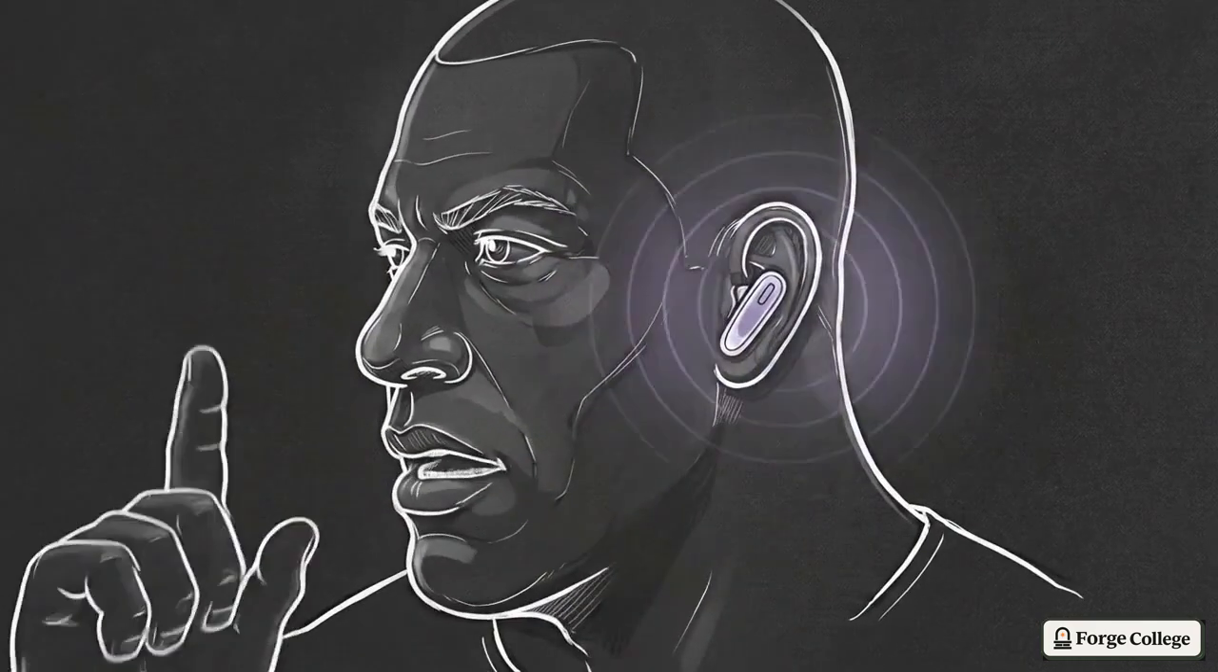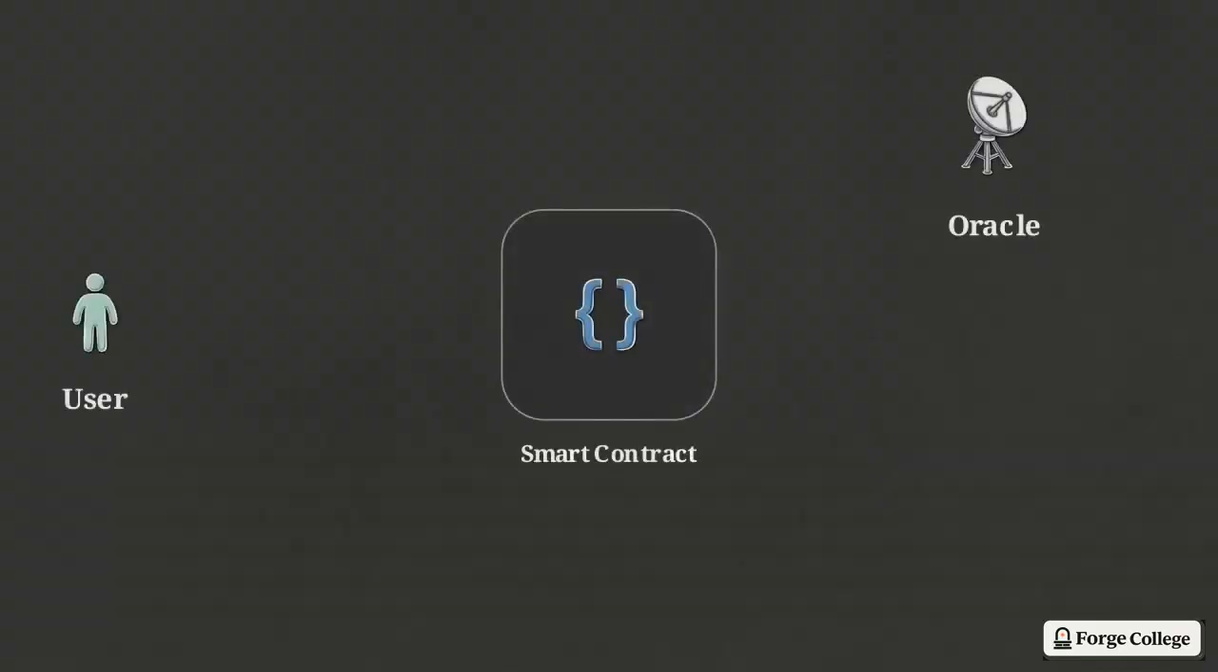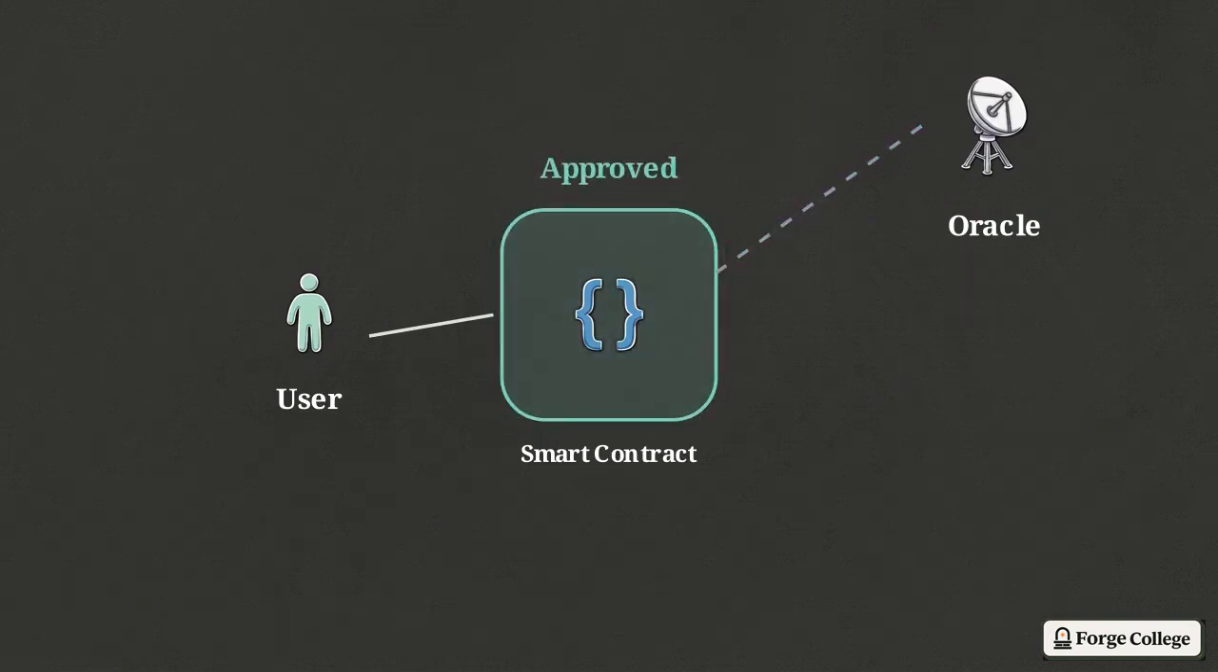The final strategy is the Oracle-anchored registry. Think of this as a bouncer wearing an earpiece to talk to a remote security headquarters. When a user arrives, the smart contract sends a message to an external service, the Oracle, to check if that user is on the approved list.